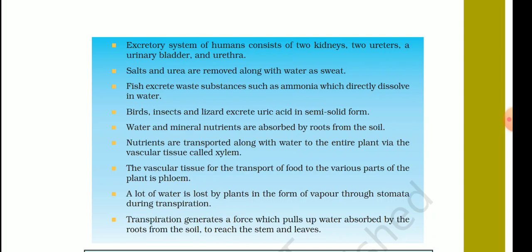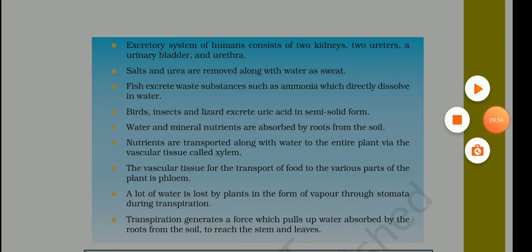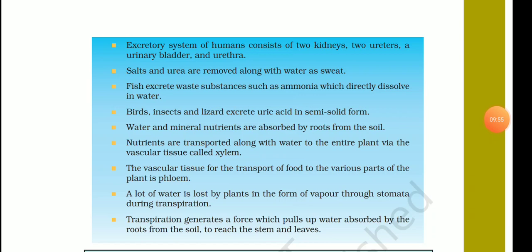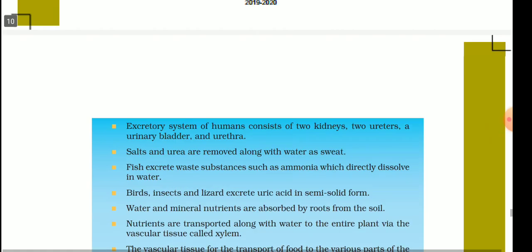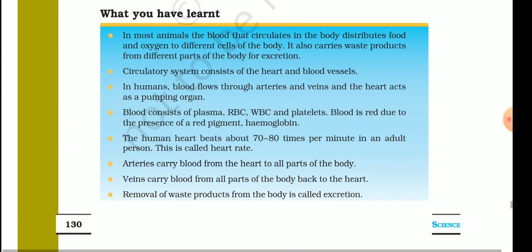A lot of water is lost by the plants in the form of vapor through stomata during transpiration. Next, transpiration generates a force which pulls up water absorbed by the roots from the soil to reach the stem and leaves. So these are the points what you have learned. Read them again, students.